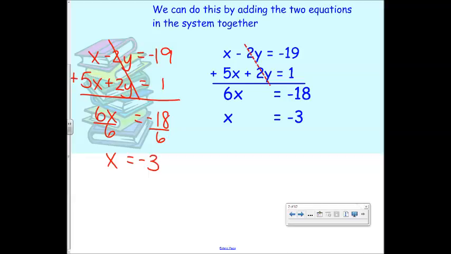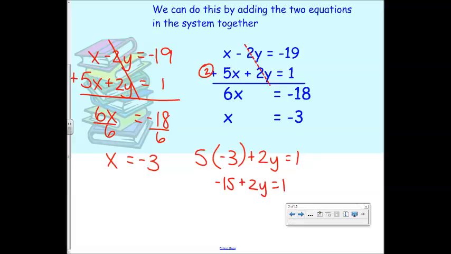So I'm going to pick this equation, and we'll call it equation number 2. I'm going to do 5, but instead of x, what am I plugging in? Negative 3 plus 2y equals 1. What's 5 times negative 3? Negative 15 plus 2y equals 1. Now what do I do? Add 15. What's 1 plus 15? 16 equals 2y. So then how do I finish? Good. Divide by 2, so y equals 8. Great job.